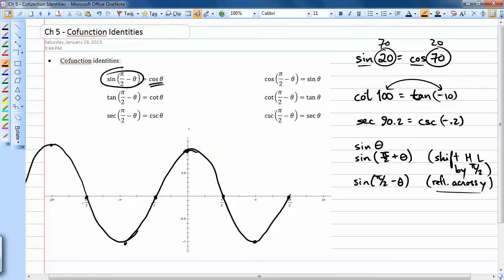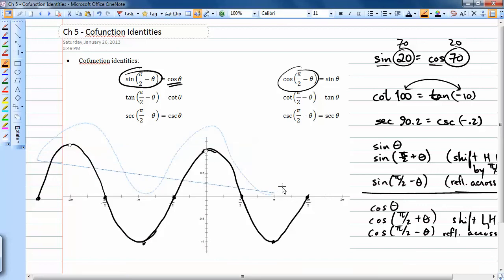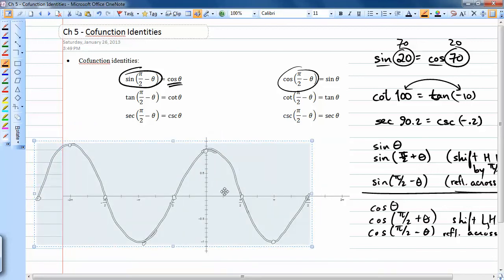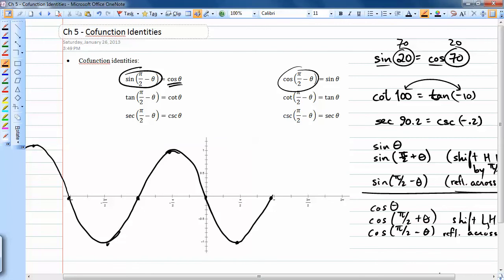Let's take cos theta now, and say I want to turn it into this graph. Well, that's going to be the same thing as shifting. If I turn this into cosine of pi over 2 plus theta, that's a shift left horizontally by pi over 2. And if I then switch the theta to a negative theta, that's going to be reflect across y. So let's do that. If I take this graph and shift it left by pi over 2, right there, and then flip it across the y-axis, I'll do this in a different color, then it's going to look like this.